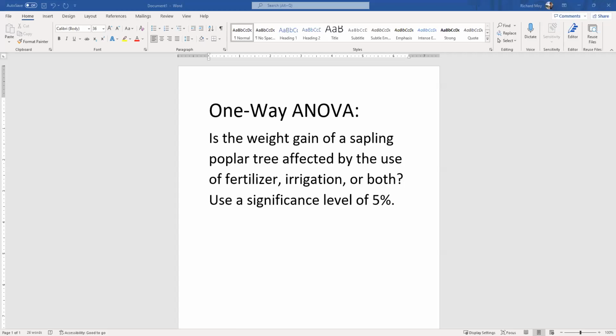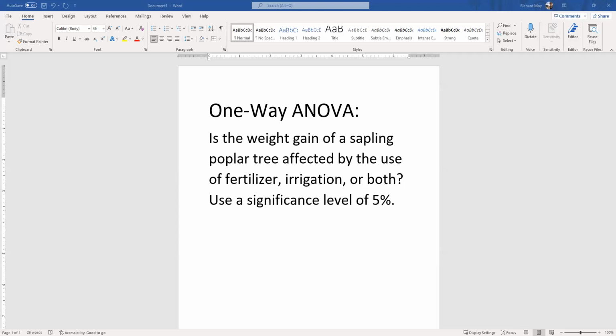Today we're going to learn how to do a one-way ANOVA using SPSS. The one-way ANOVA is the generalization of the independent t-test to more than two groups. In today's example, we're going to compare whether the amount of weight that young poplar trees have gained, whether they've been fertilized or irrigated or both, is significant in the amount of weight that they gain.